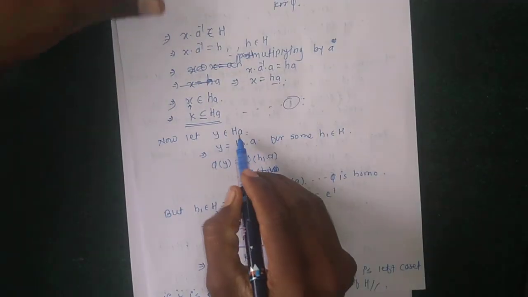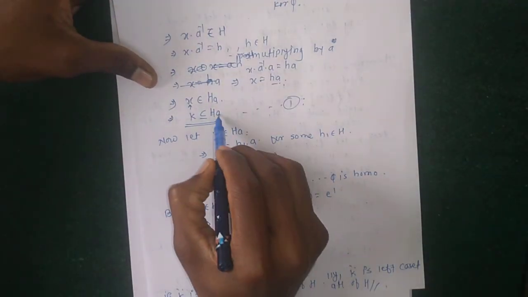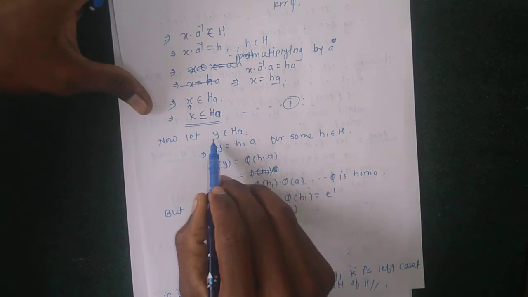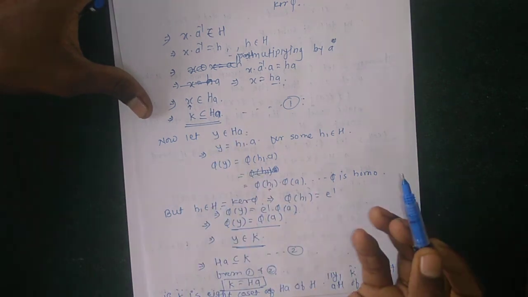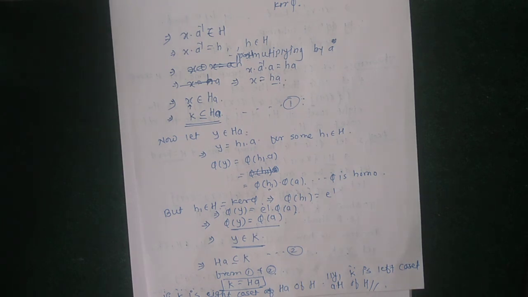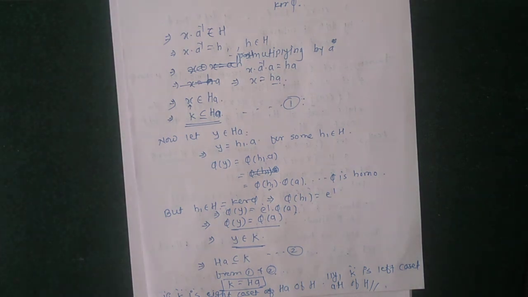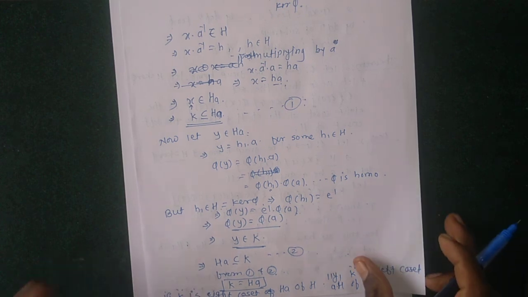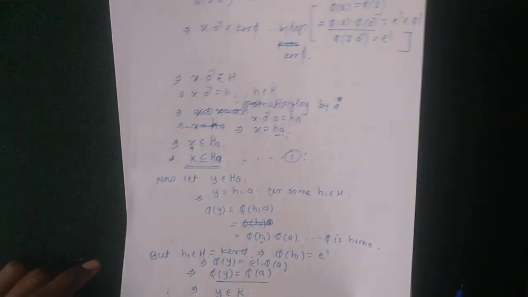And for the other condition, choose one element from HA and show that this element belongs to K, therefore HA is a subset of K. So K is a subset of HA and HA is a subset of K, which implies that K equal to HA. So it is a very simple proof. Okay.